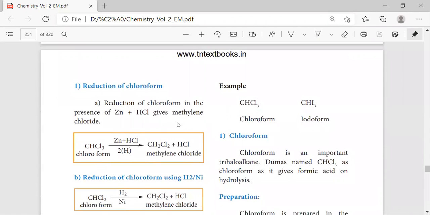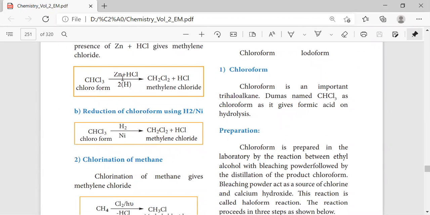It is prepared by the reduction of chloroform. First we have to take chloroform in the presence of zinc along with hydrochloric acid. In the reduction reaction, the hydrogen is attached over here, so that we get CH2Cl2 with HCl. Here one chlorine is removed and eliminated as HCl. Then reduction of chloroform using hydrogen along with nickel: chloroform with nickel gives methylene chloride.